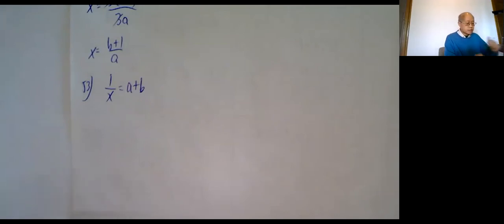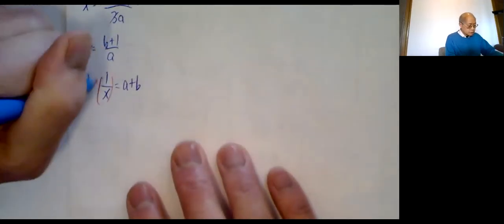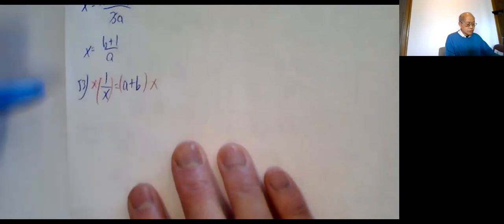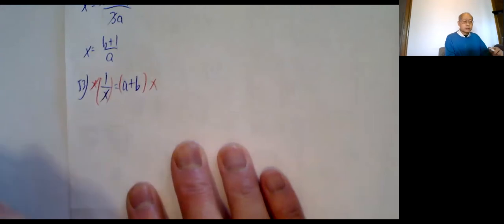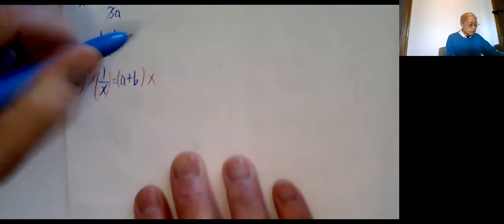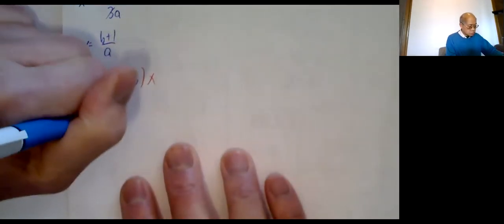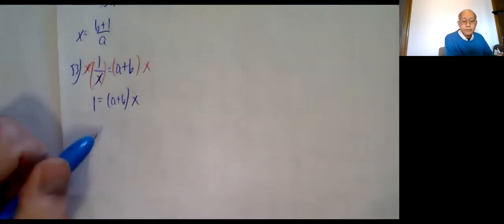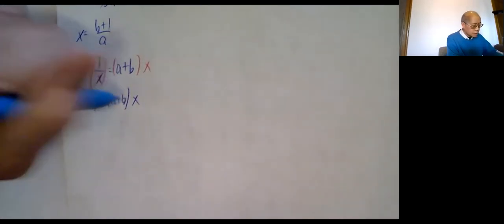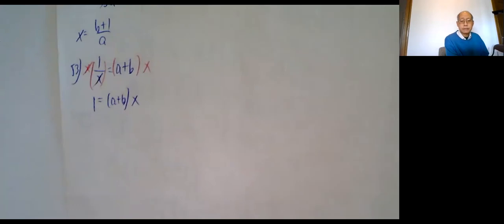How about multiply both sides by x? So this times x, this times x. This cancels out, leaving me with just 1. And in this particular case, don't distribute the right-hand side. And there's a reason for that. In other words, don't go ax plus bx.